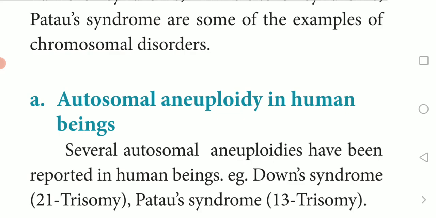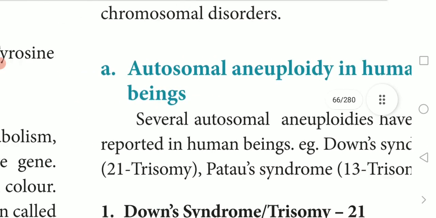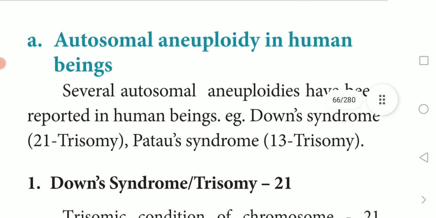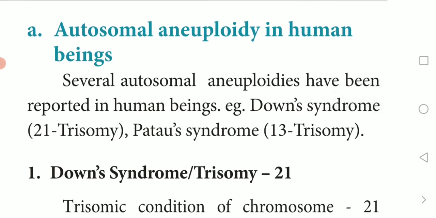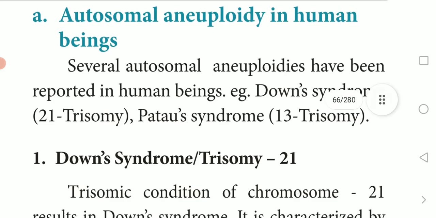First, let's see autosomal aneuploidy in human beings. Autosomes means, as I told you earlier, that out of the 46 chromosomes, 44 are similar whether it is male or female, and they are said to be somatic. Several autosomal aneuploidies have been reported in human beings.